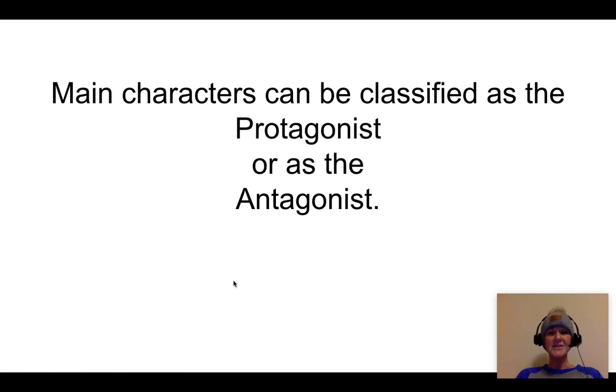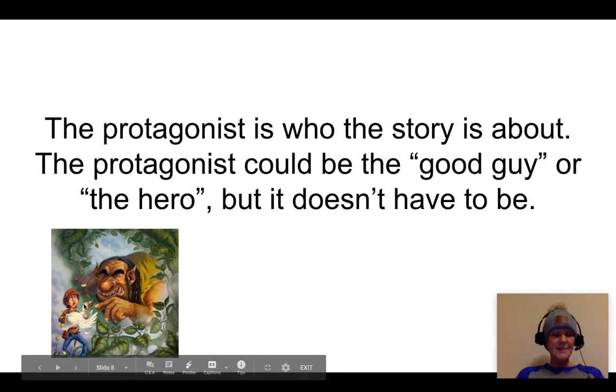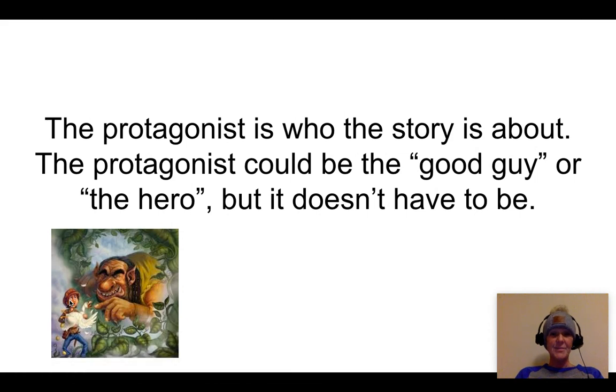So main characters can be classified or identified or labeled, however you want to think of that word, as the protagonist or as the antagonist. The protagonist is who the story is about. The protagonist could be the good guy or the hero, but it doesn't have to be that the protagonist is good or the hero. So in Jack and the Beanstalk, the story is about Jack, and he is the protagonist.